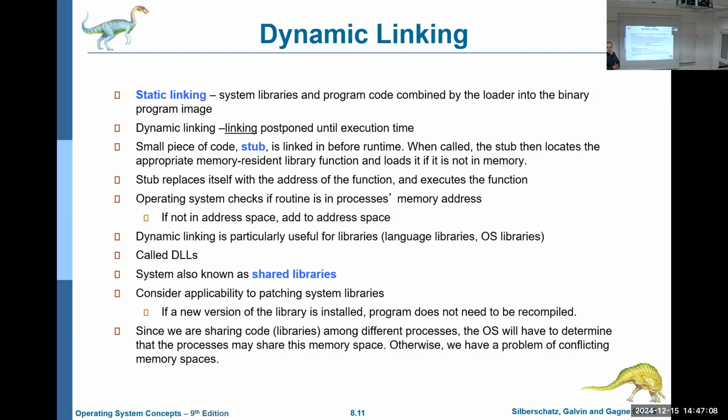So if I change the library, first of all, I just change it in one location. And secondly, now I'll just be using the new version without even having to change anything in my code. My stub will stay the same. Since we are sharing the code among different processes, the OS will have to determine that the processes may share this memory space. Otherwise, we have a problem of conflicting memory space. That's what I mentioned a little bit earlier in this slide, that you need to give permission to two different programs to use the same code.